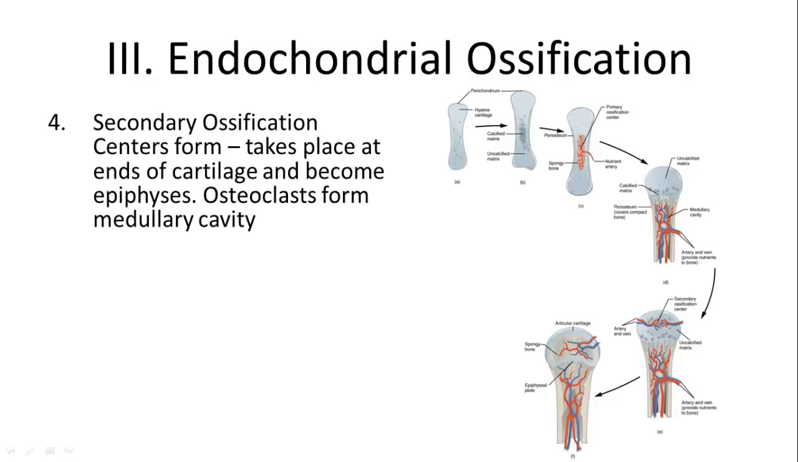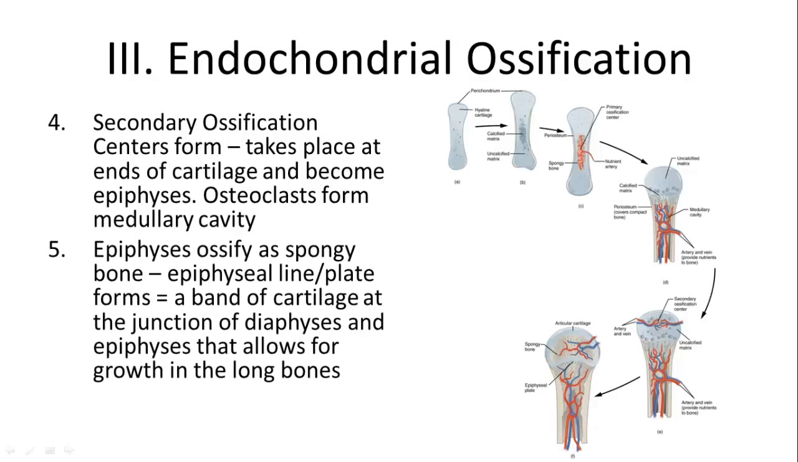The next step is where secondary ossification centers occur on the epiphyses. So in a similar manner to the primary ossification center. The osteoclasts then start to form the medullary cavity, and finally the epiphyses ossify as spongy bone, and the epiphyseal line forms. So this is a cartilaginous area between the epiphysis and the diaphysis in the long bone, and that allows the bone to continue to grow until it matures.